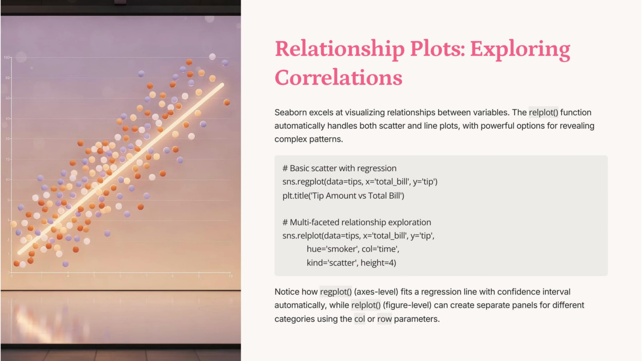Seaborn's relplot function is versatile for visualizing relationships, handling both scatter and line plots. Using sns.regplot, we can fit a regression line with confidence intervals to explore the correlation between total bill and tip. Additionally, relplot allows multifaceted exploration by categorizing data with parameters like hue and col, offering deeper insights into variable interactions.